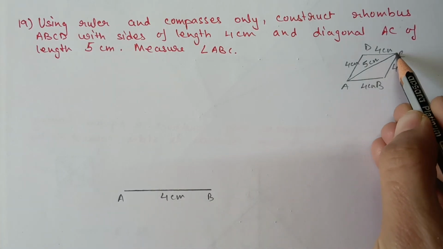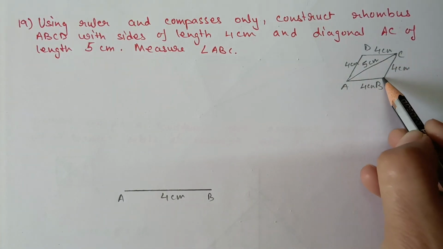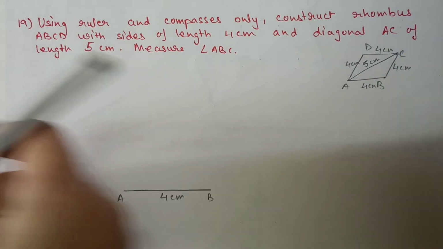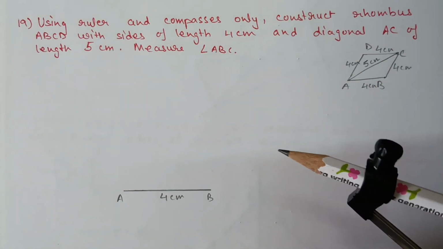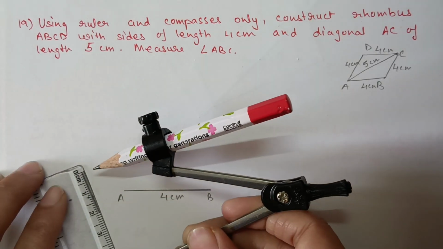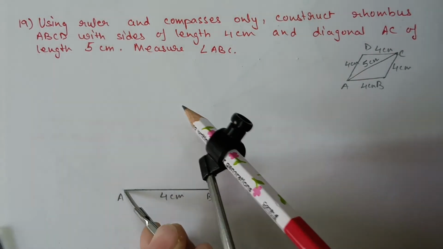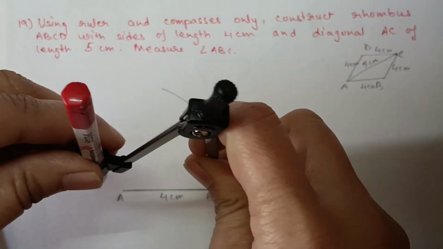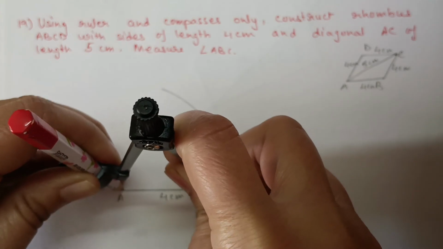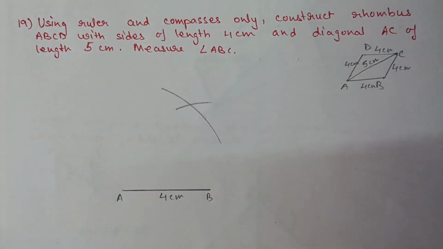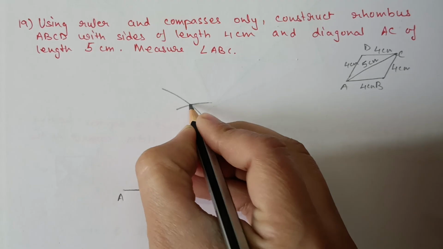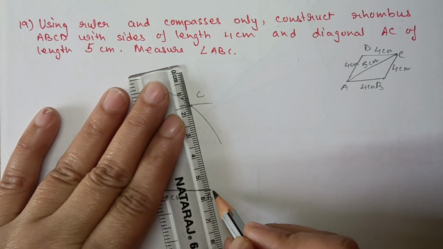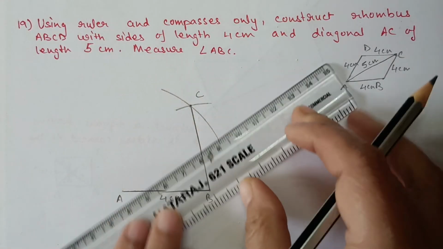Now to find this point C, we have to put one arc from B 4 cm and 5 cm from A. So first we will take 4 or 5, any one centimeter. So first a 5 centimeter arc from A and then a 4 centimeter arc from B. This is point C. Join B to C and A to C.